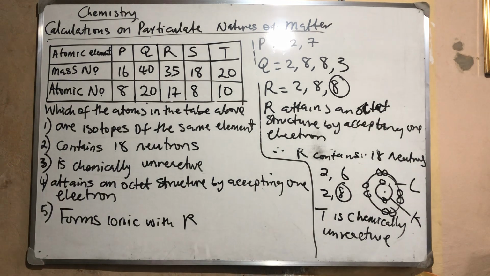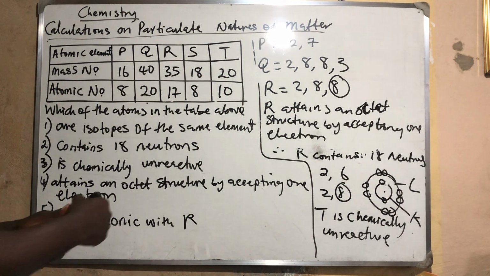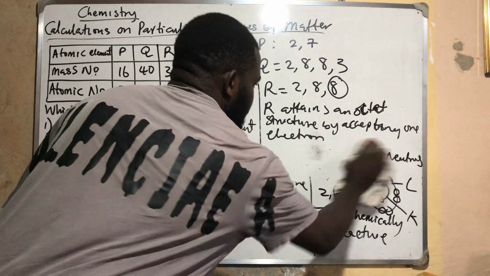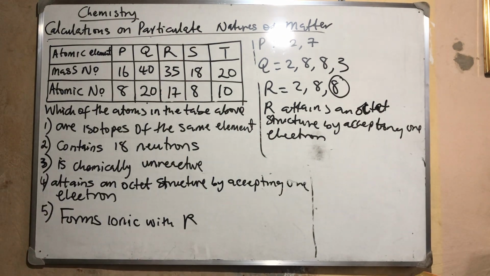You see that? Okay. So now the last one, number 5, permit me to clean here. Number 5 now said, which of the atoms forms an ionic bond with R? Which of them forms ionic with R? And what is R?